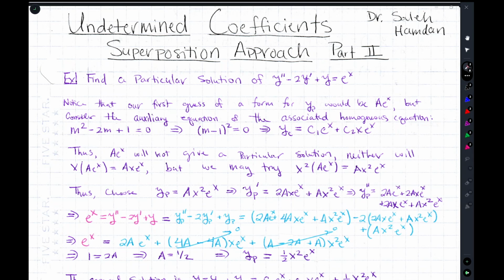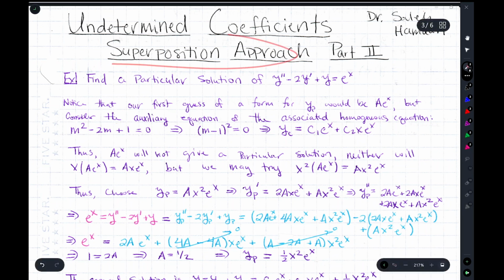So continuing in our discussion of undetermined coefficients using the superposition approach, we looked at what we called case 1, where our guess for a particular solution was not found in the complementary function. Okay, it was not duplicated in the complementary function. Well, let's start with an example where this might not be the case.